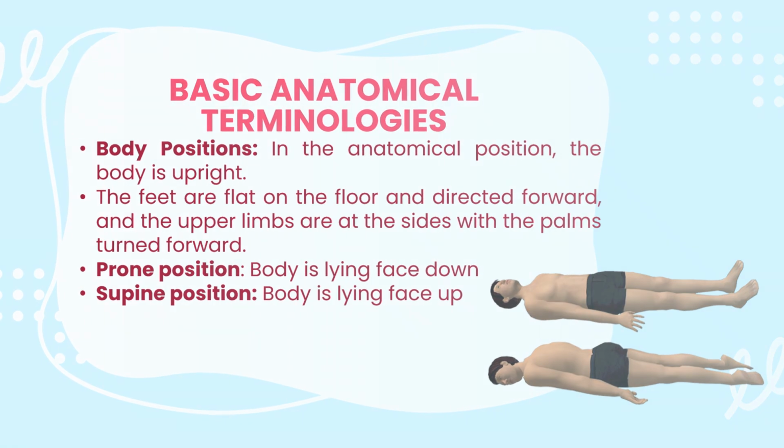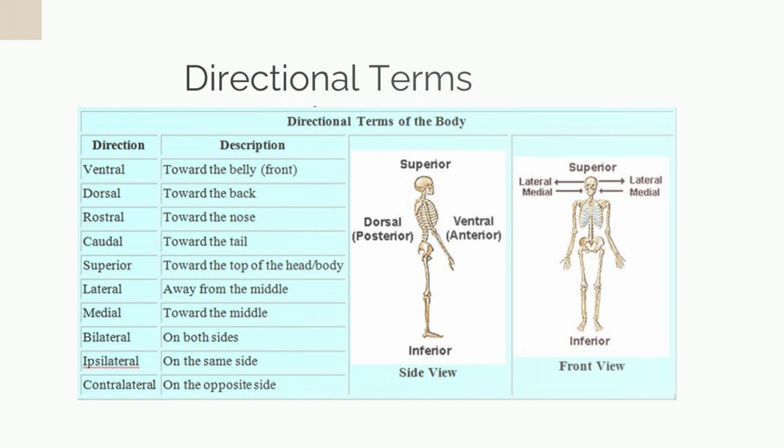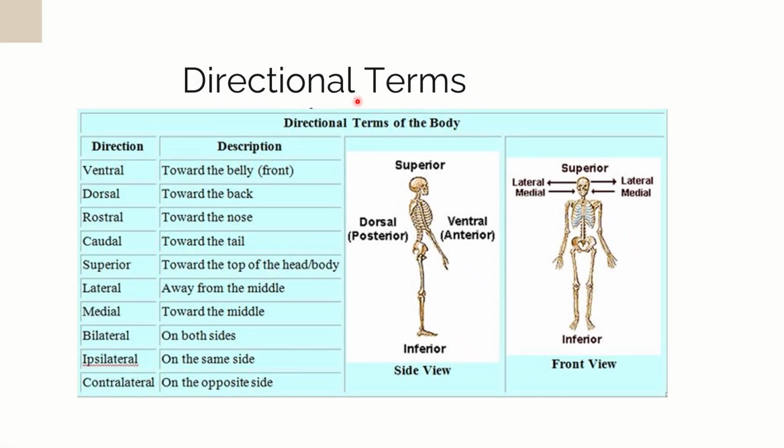Let's see some more directional terms and their description. Ventral means towards the belly or front. Dorsal means towards the back. Here you can see this is ventral, means towards the belly or front side. Dorsal means towards the back.